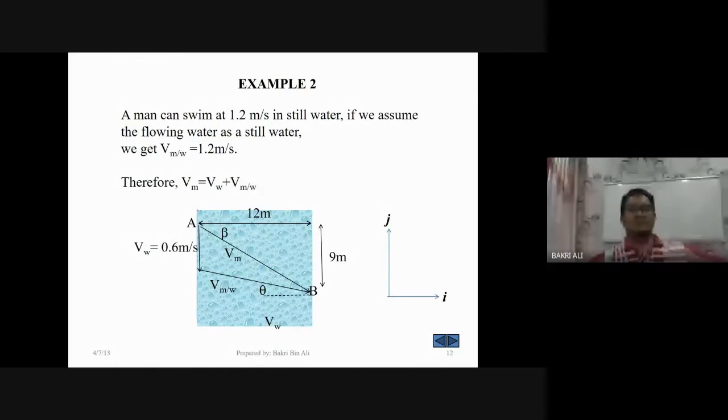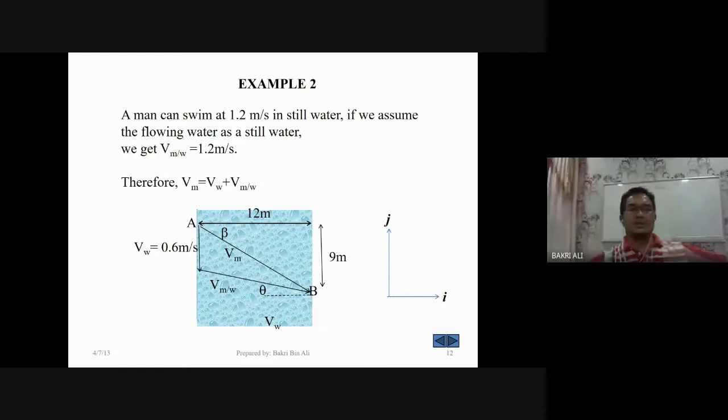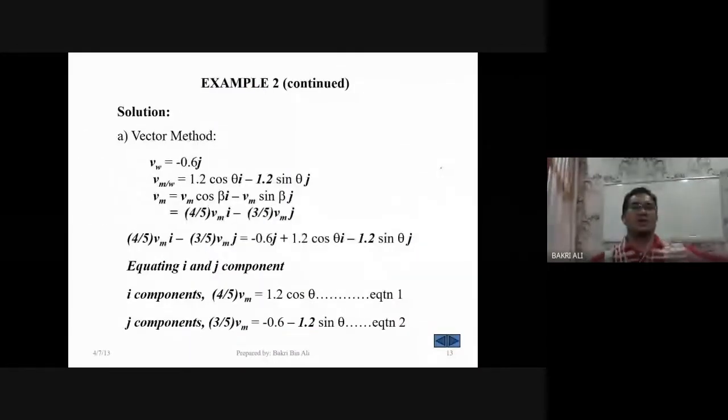We can draw this equation using the graphical method like this. Vw is 0.6 meter per second down, and Vm/w starts from the end of Vw to point B. So this is the actual path that the man needs to swim, but due to the water, this is the relative path that he needs to take to go from A to B. We know that Vw is pointing down, in the negative j, so negative 0.6 j, and the velocity of man with respect to water is 1.2.